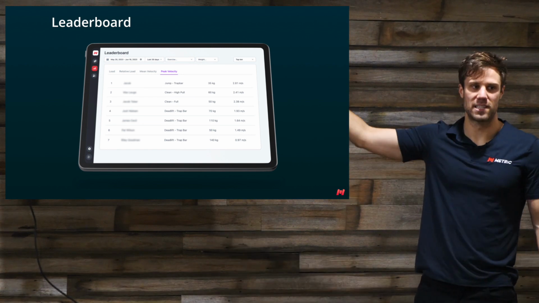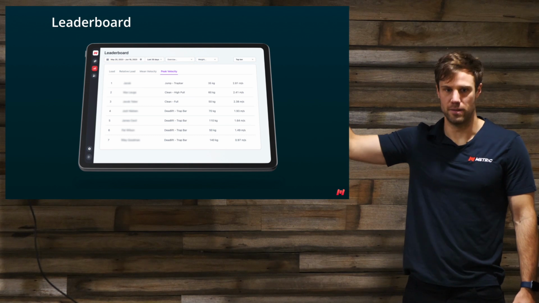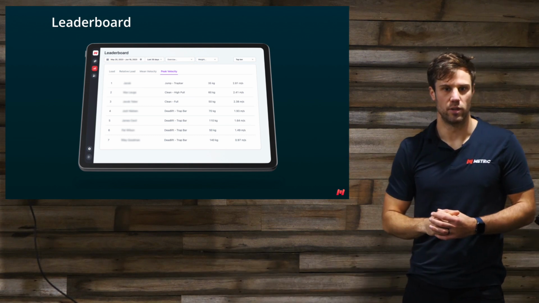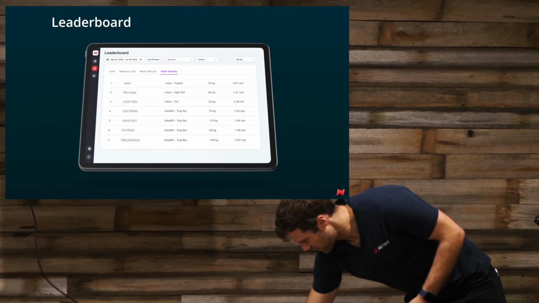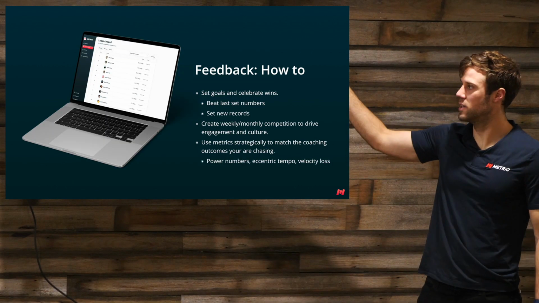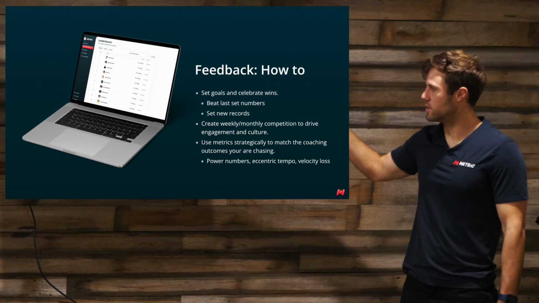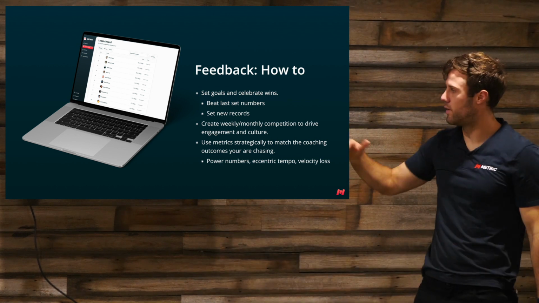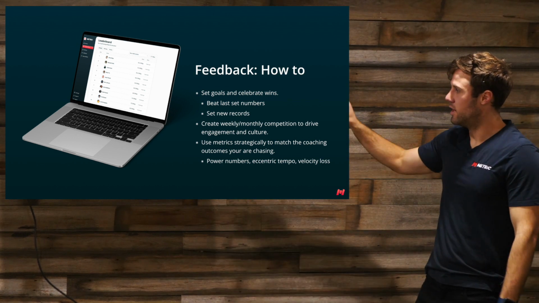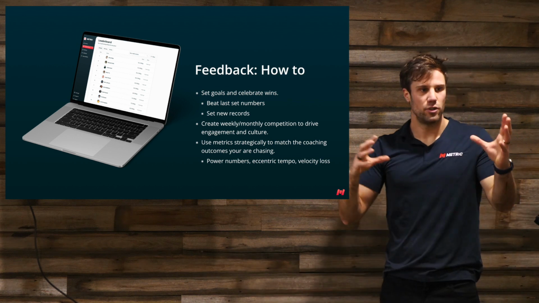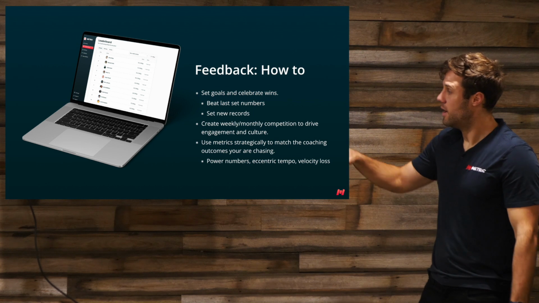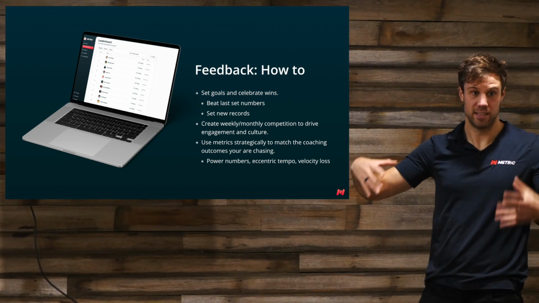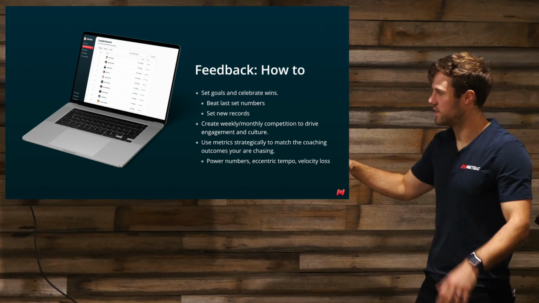You can do the same for max load, max relative load, mean velocity, and we're going to add power to this leaderboard shortly as well. So pretty cool ways to use feedback. So I've covered all of these as we go. Set goals, beat last set, new records, look at the change of shape of your profile, weekly, monthly competition, and use the metrics strategically. So you don't always have to just look at velocity. You don't always have to look at velocity, power. So power numbers are really handy, like just chasing the best power number you can on any weight is cool.